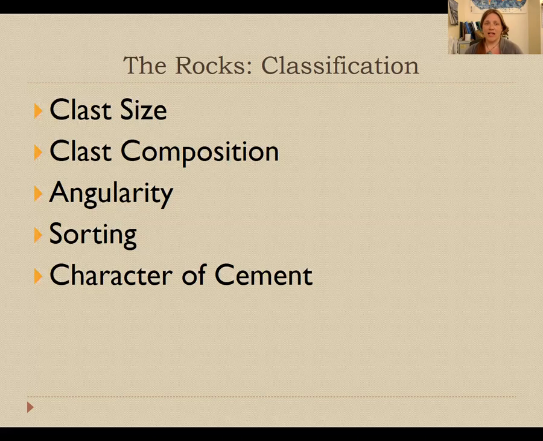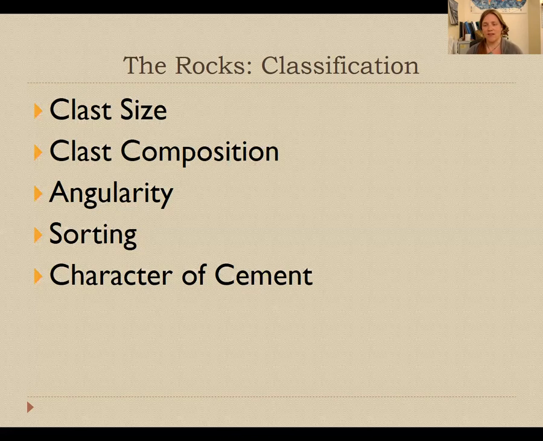And then there is the concept of angularity, which is how sharp or angular the different fragments, the clasts that end up being cemented together, are. Are they angular, or are they rounded or smoothed? And then fourth is sorting. Are all the clasts within this particular rock a pretty similar size? Or is there a big variety of big, medium, and small pieces all glued together? And then the character of the cement: is it calcite? Is it silica?